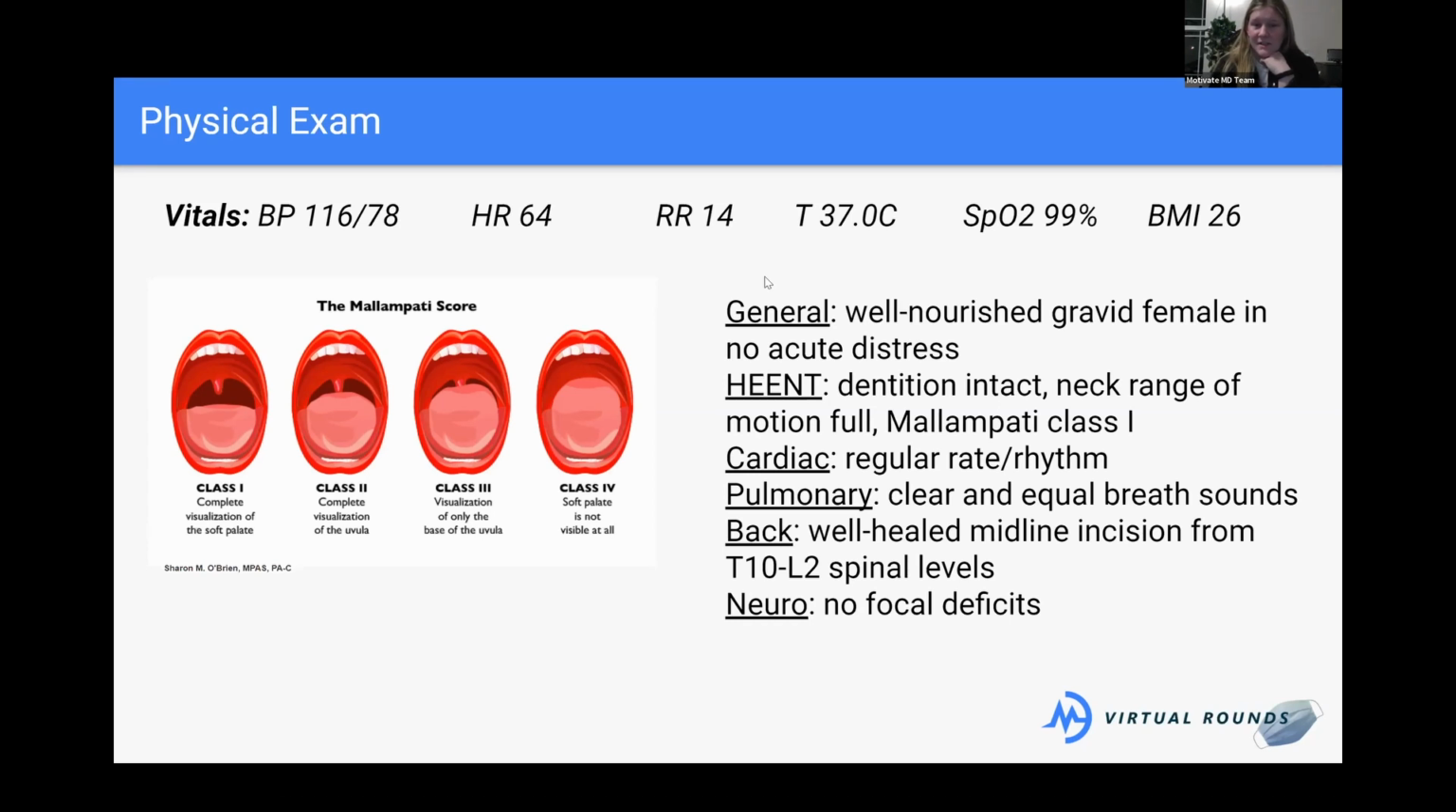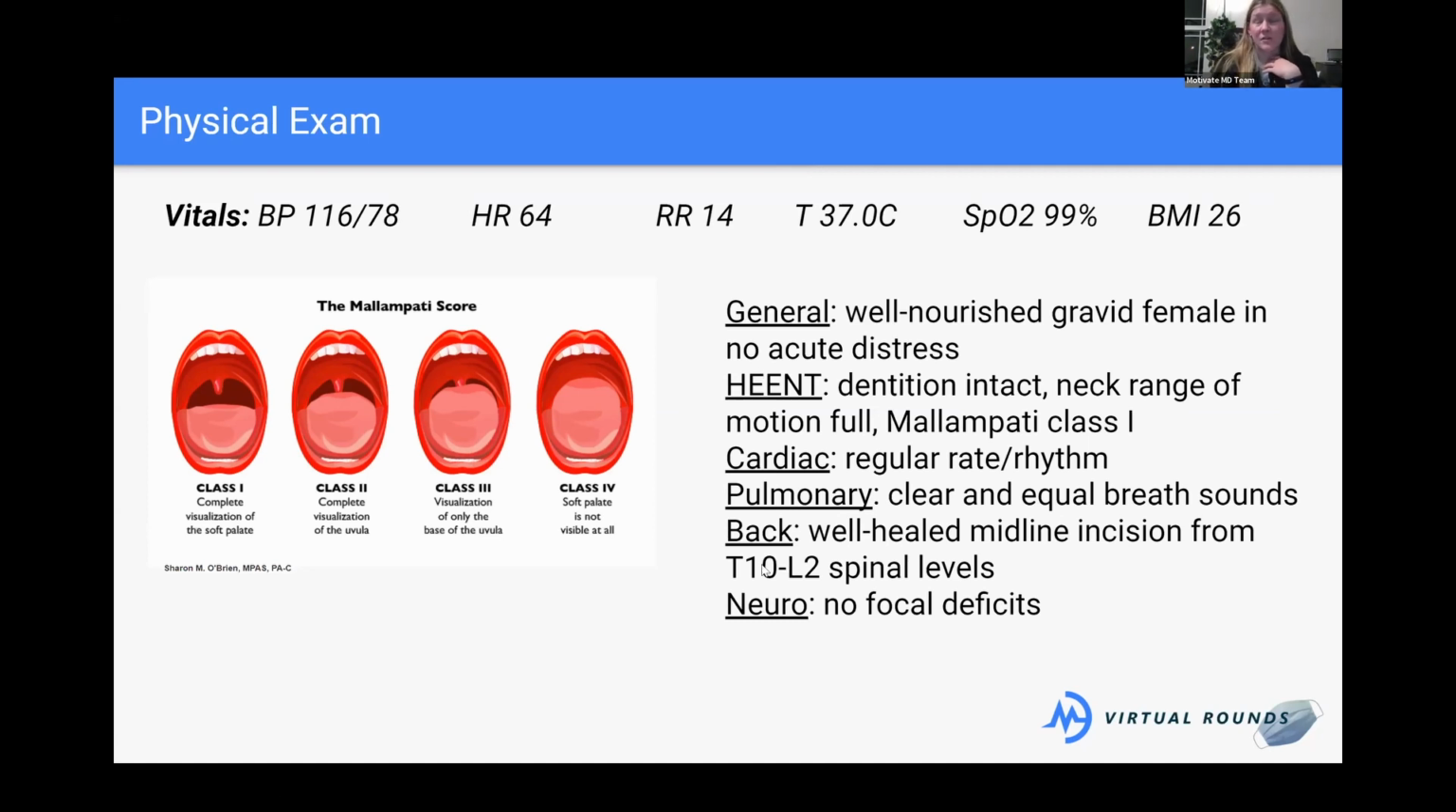So our patient is a Mallampati class 1, which means we can hopefully anticipate, if we had to intubate her, which again, we're planning on doing a vaginal delivery, we would not have any special considerations for that. And then the rest of her exam is fairly unremarkable. We do see that she has a well-healed midline incision on her back from the T10 to L2 spinal levels from her previous fusion surgery.